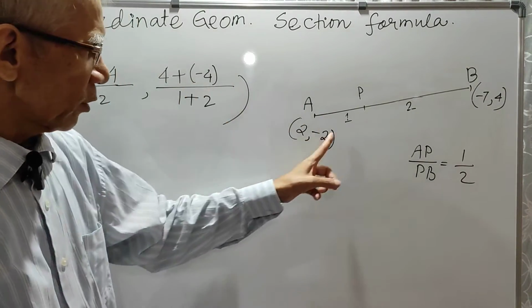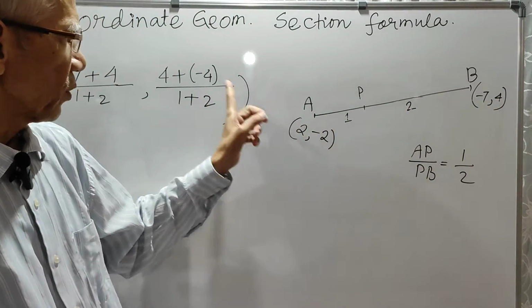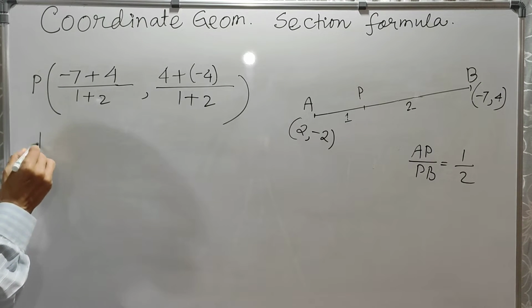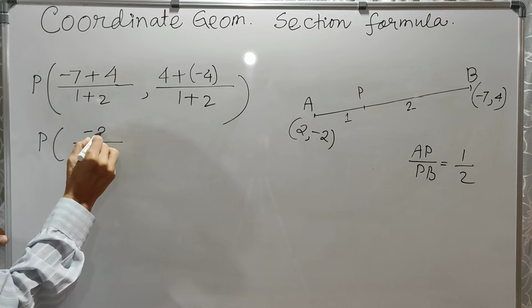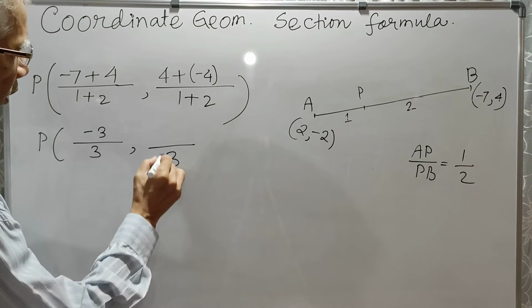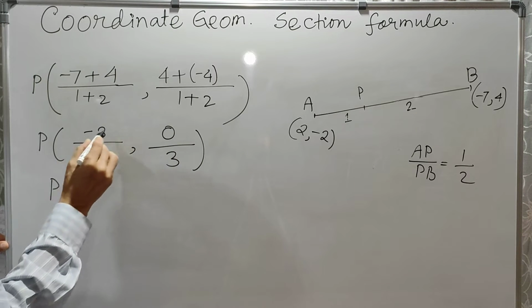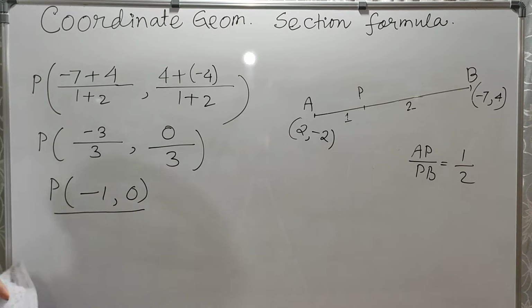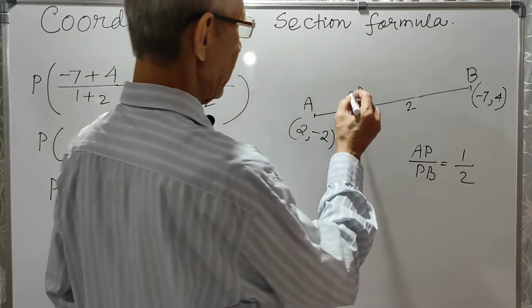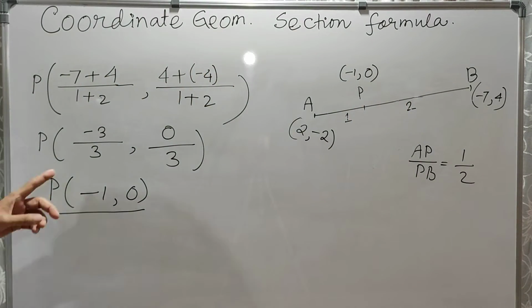So for the y coordinate, what you do? 1 into 4, 4, plus 2 into minus 2, minus 4. So now this part is what? 3 and this is minus 3. And this part is what? 3, 0. So coordinates of P is what? Minus 3 by 3, minus 1, 0. So this is the answer. Coordinates of P: minus 1, 0.